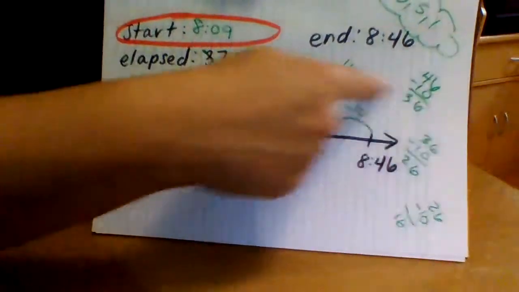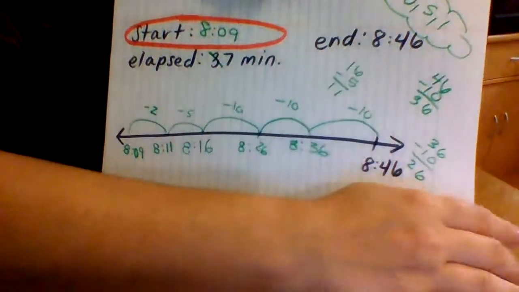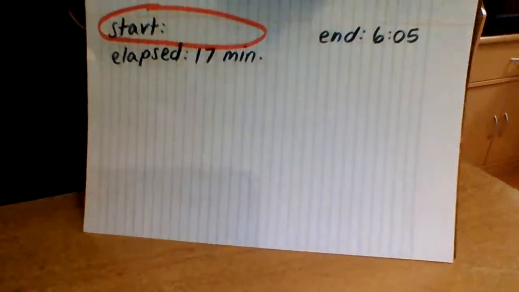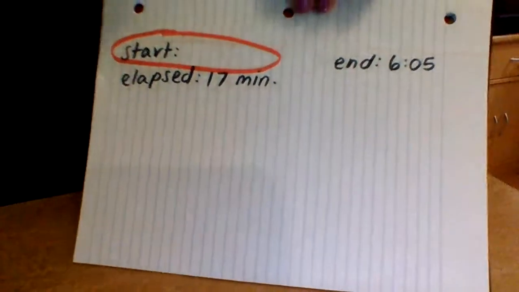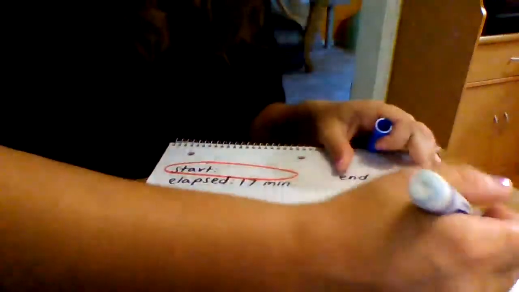Okay, and see all the work I showed on the side? Beautiful. That way I know I got the correct answer. Okay, now let's try another one, a trickier one. Okay, so I need my number line here. I forgot to draw that.